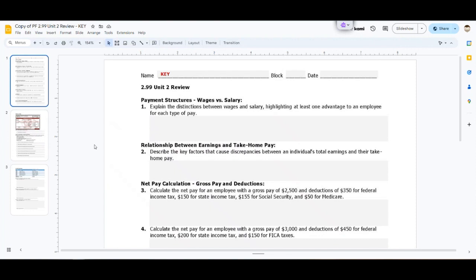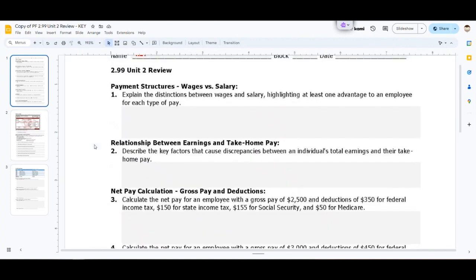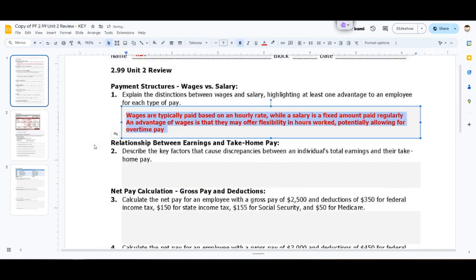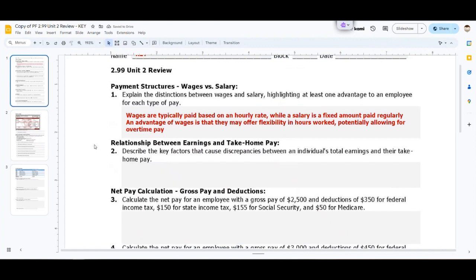So number 1 here, looking at the distinctions between wages and salaries and what are some advantages or disadvantages to each. Okay, so wages are paid on an hourly rate. So if you're paid by the hour, you're earning an hourly wage. All right. The advantage to being an hourly wage earner is that you have the potential to earn overtime.